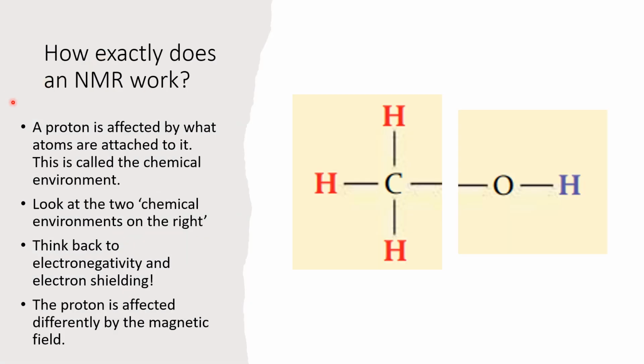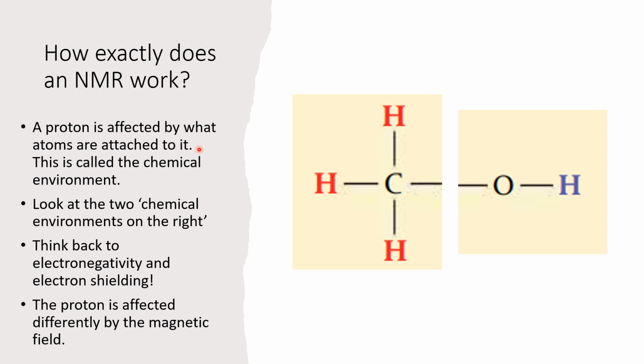So how exactly does an NMR work? You can see that here I have a methanol carbon with 3 hydrogens and an OH. If I look at the pieces of this, I can see that these 3 hydrogens are the same. They're on the same carbon. And this hydrogen is different because it's connected to the OH. So I can see that these are 2 different hydrogen environments.